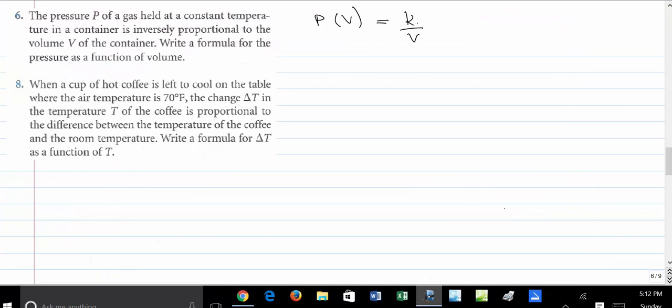For problem 8, when a cup of hot coffee is left to cool on the table where the air temperature is 70 degrees, the change delta T in the temperature T of the coffee is proportional to the difference between the temperature of the coffee and the room temperature. Write a formula for delta T as a function of T. My proportionality constant is right there. And then I'm looking for the change delta T in the temperature T of the coffee. So that will be T minus 70. That is the difference. That's the change. It's the difference between the temperature of the coffee and the room temperature.